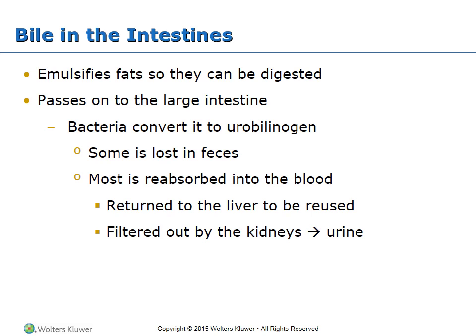So this slide is just a quick reminder of what the bile actually does in the intestine. It emulsifies the fats so they could be easily digested. It passes on to the large intestine, actually losing some of that in the feces. That's what gives it that brown color. And then a lot of it is actually reabsorbed back into the blood, returned back to the liver to be reused, eventually filtered out by the kidneys as urine.